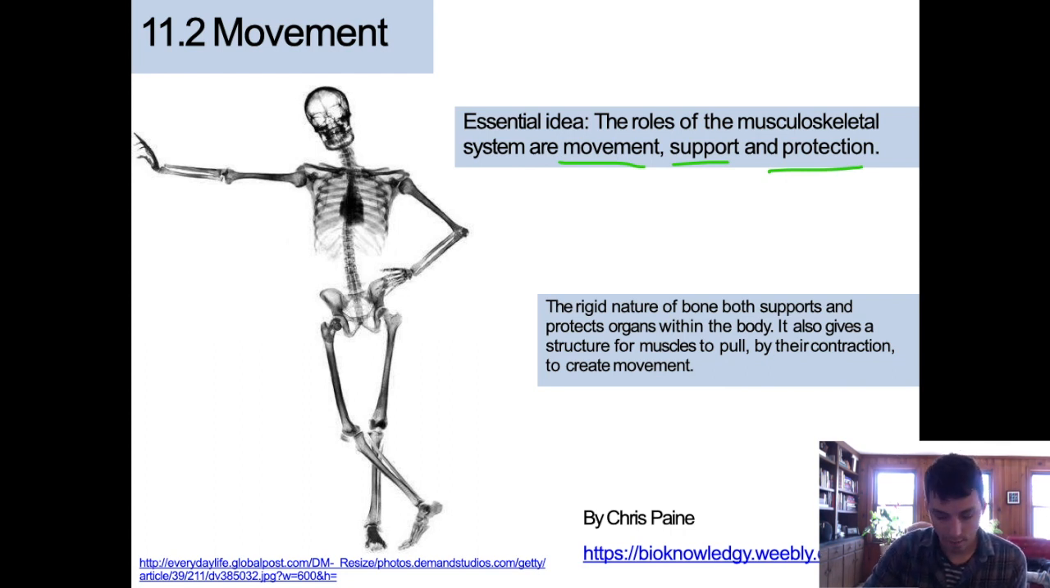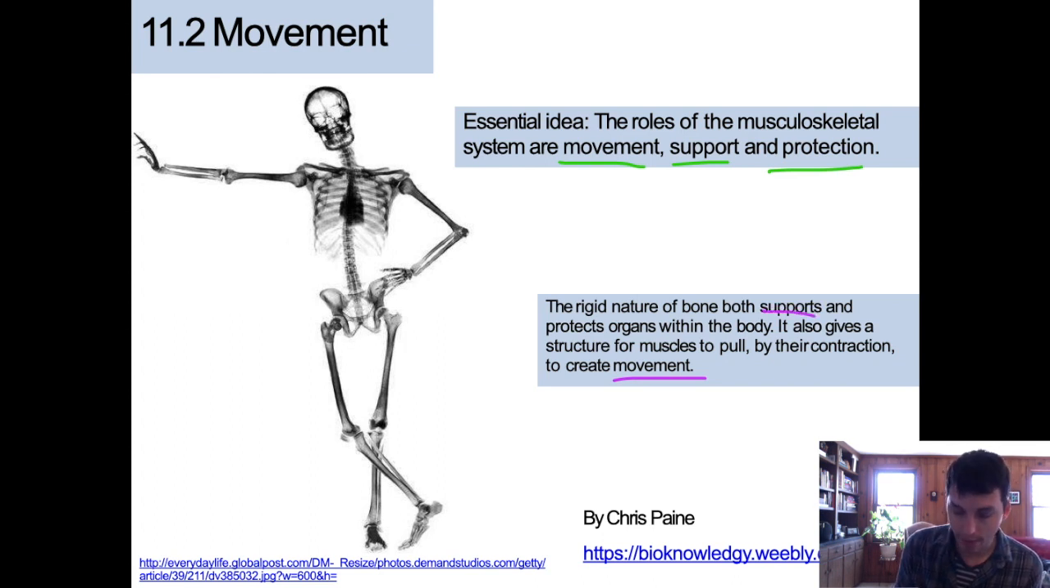The rigid nature of bone both supports and protects organs within the body. It also gives a structure for muscles to pull and by their contraction to create movement. Now, that's not something we usually think of when we talk about bones, but without bones, we would not be able to move. And it also talked about two of the other major roles, which are to support the body.